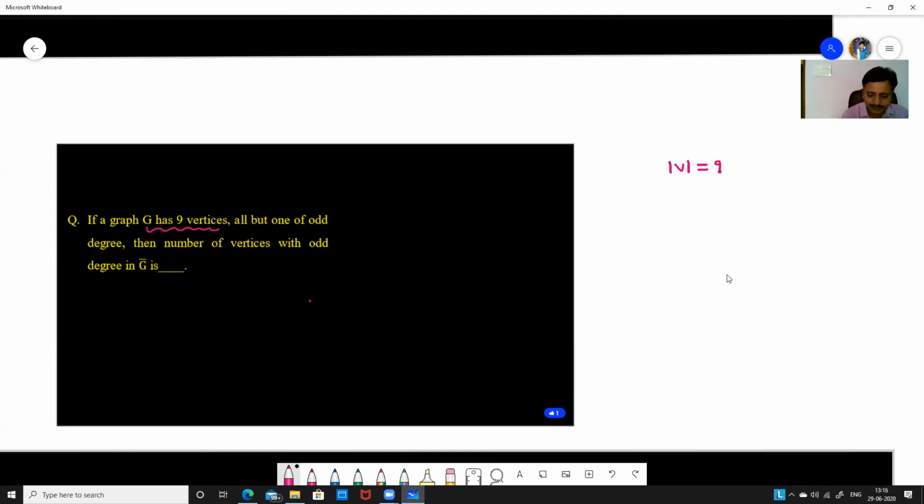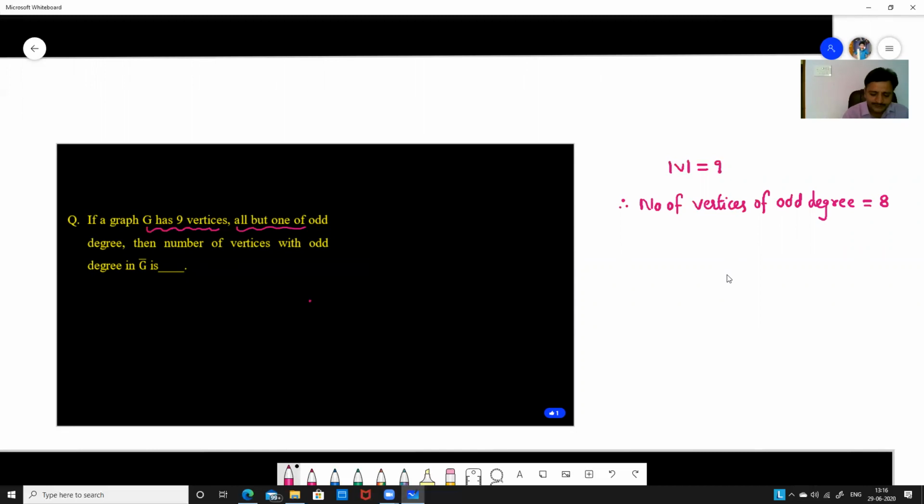Please understand this statement: all but one of odd degree. It is nothing much. Out of 9 vertices, 8 vertices have odd degree and one vertex has even degree. So therefore we can write here the number of vertices of odd degree is equal to 8. 8 vertices are there.